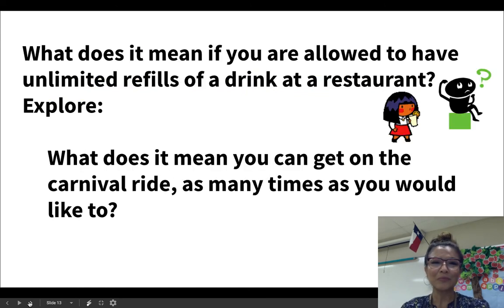Okay? So what does it mean if you're allowed to have unlimited refills of a drink at a restaurant? That means that you can get as many drinks as you want, right? You can just keep drinking and drinking till you're full, till you just don't want any more. Okay. What does it mean if you can get on a carnival ride as many times as you would like? That would also mean that you can continue to get on that carnival ride as much as you want, right? You have an unlimited amount. So unlimited means that you can do whatever you want, whenever you want, right? And the same applies to the politicians or the leaders that are involved in these countries.